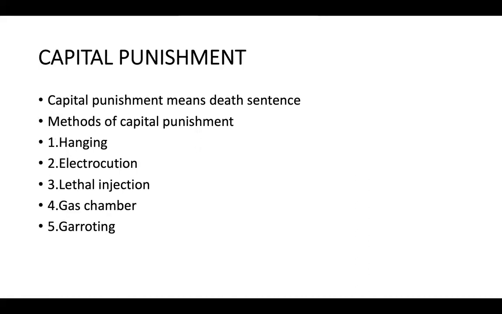Okay, and the terms also we need to give importance. So just for understanding those terms and all. Capital punishment means death sentence. Method of capital punishment is given in the textbook. So the methods of capital punishment are hanging first, electrocution, lethal injection, gas chamber, garroting. So hanging is commonly done.